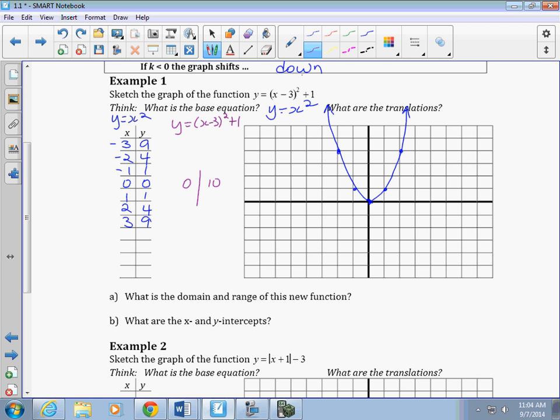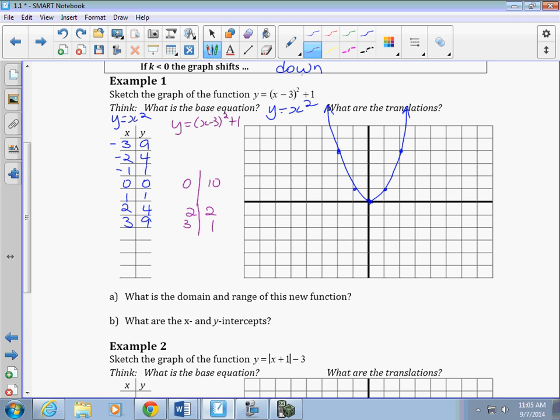If I do it for, let's say, positive 3, I'll go down here. 3 minus 3 is 0. Plus 1 is 1. If I did it for 2, I'd have 2 minus 3 is negative 1. Negative 1 squared is 1, so plus 1, so 2 would be your answer. Oh, I have to sneeze. And we could continue going on.